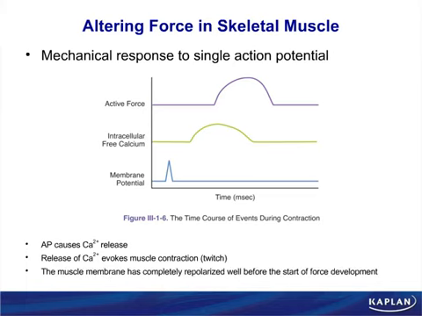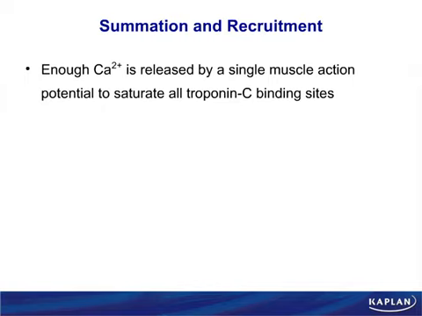Now, it's very important to notice that the membrane potential in the skeletal muscle fiber has completely repolarized well before we even see the active force. So the skeletal muscle membrane is ready to fire another action potential before we actually see the active force. And that becomes important because there are two ways that skeletal muscle can increase its force. One will be summation. Summation is one. The second is recruitment.